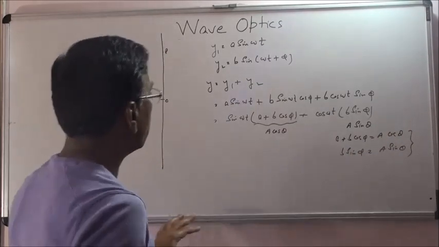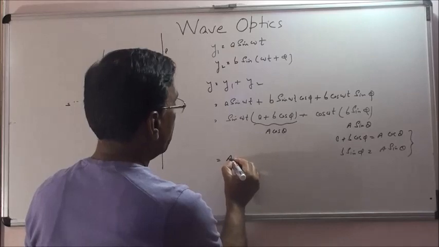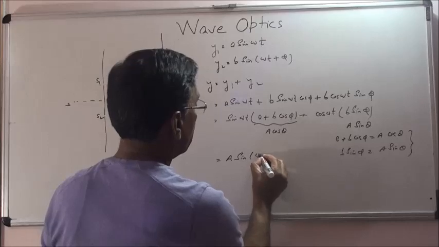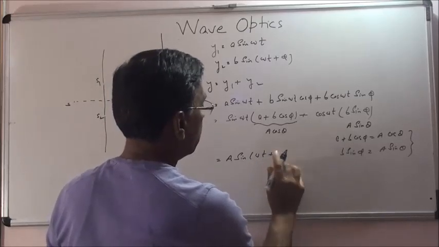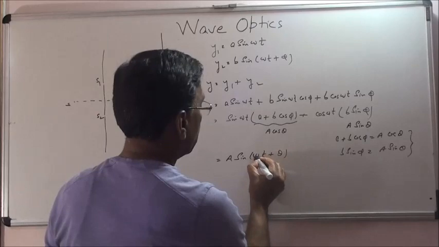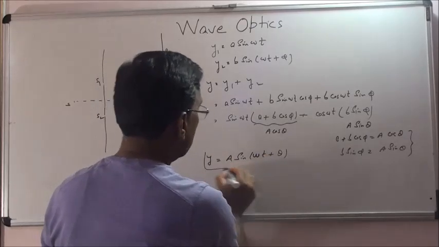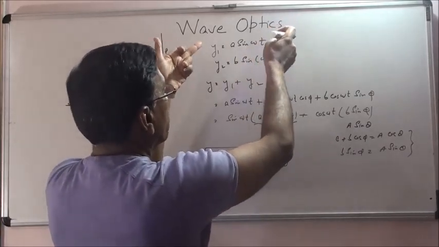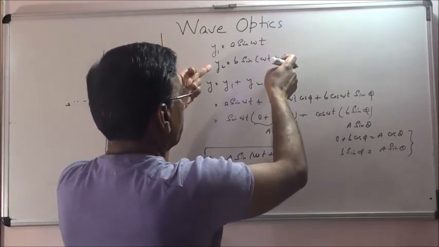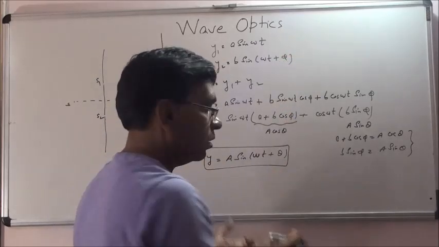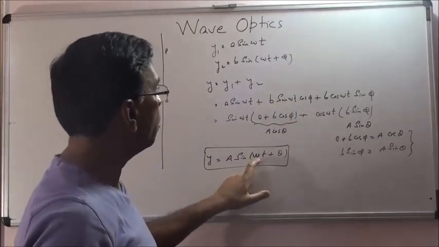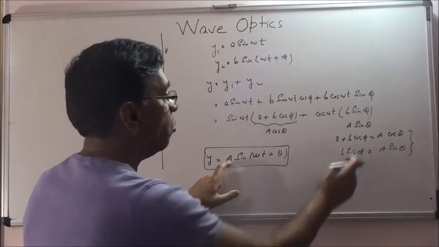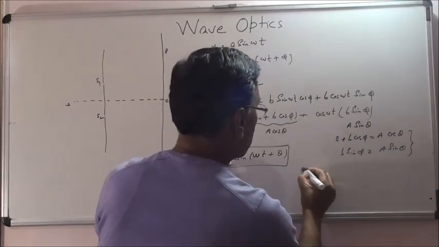So for the time being, what will it be? A sin a cos b plus cos a sin b becomes A sin(omega t plus theta). This is the vibration due to the first wave, these are the vibrations due to the second wave, and this is the resultant vibration. So it still has the same frequency, but the amplitude has changed, and for the amplitude we are squaring and adding these two terms.